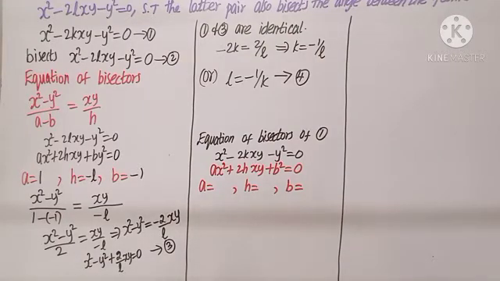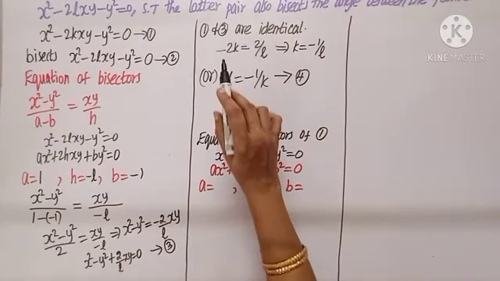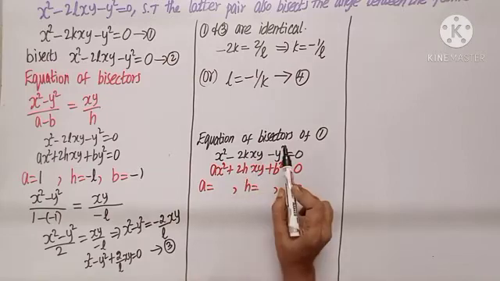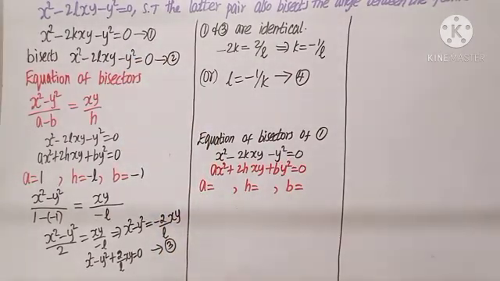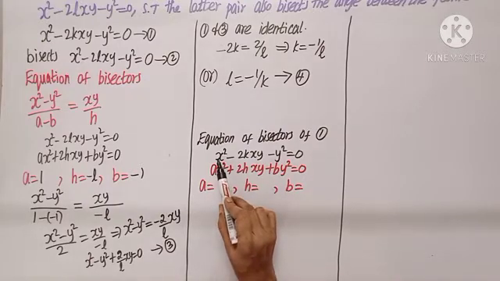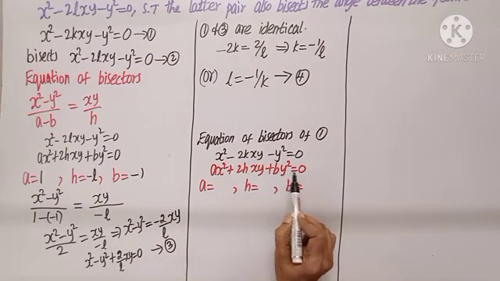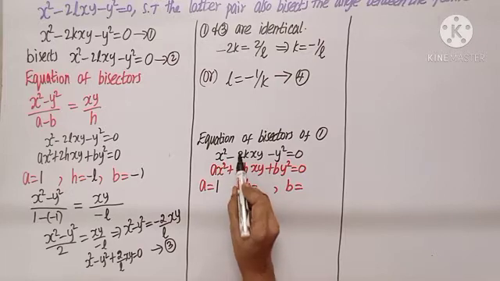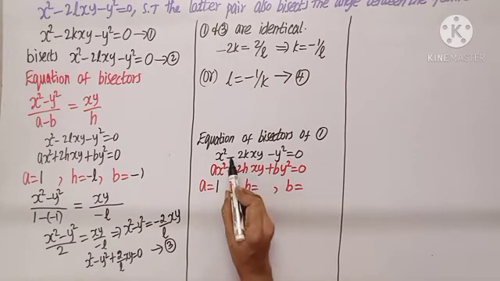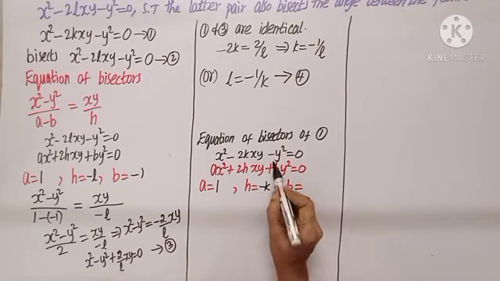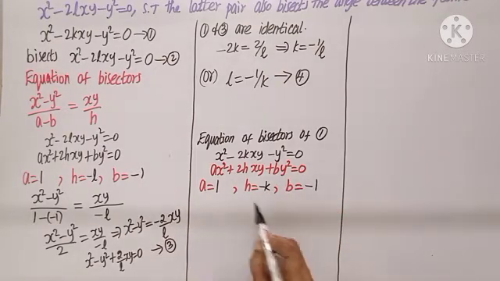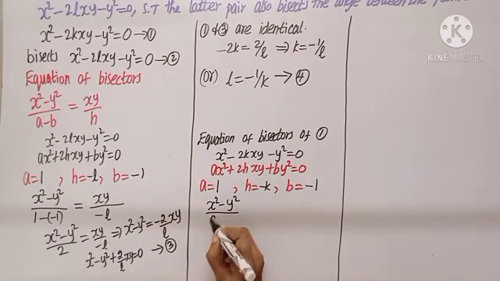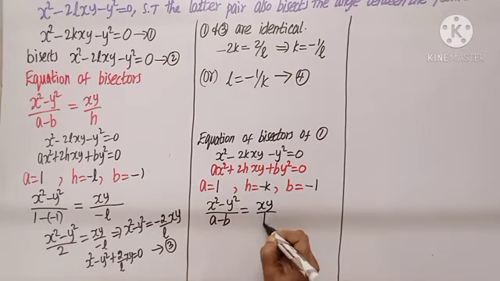Now what we need to show actually is that the latter pair also bisects the angle between the former. So how to write the bisectors of equation number 1? As I compare ax square plus 2hxy plus by square equal to 0 with the given equation, a value 1, 2 same, xy same, h is equal to minus k, and b value minus 1. Let me substitute in the bisectors. X square minus y square by a minus b equals xy by h.